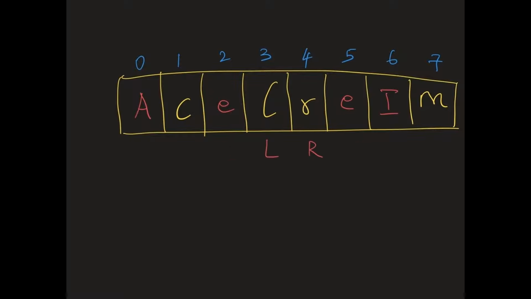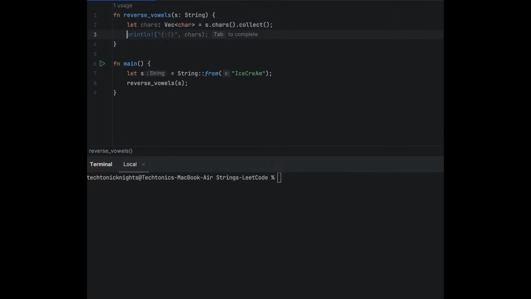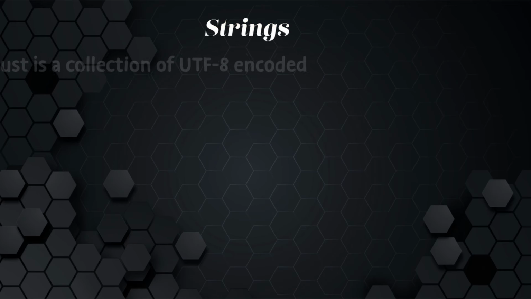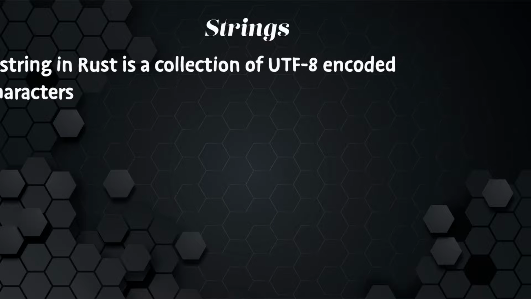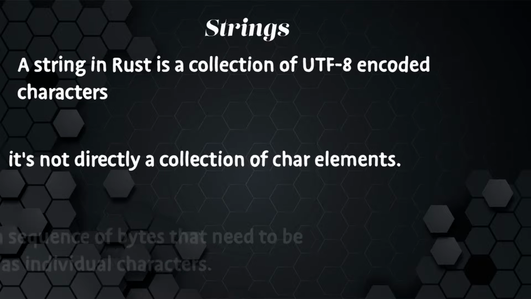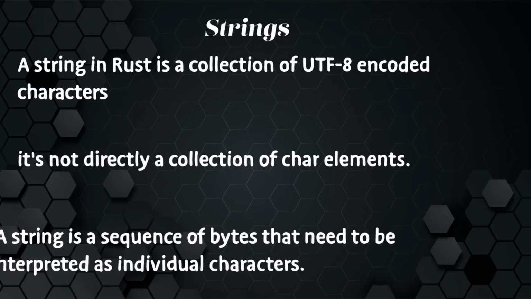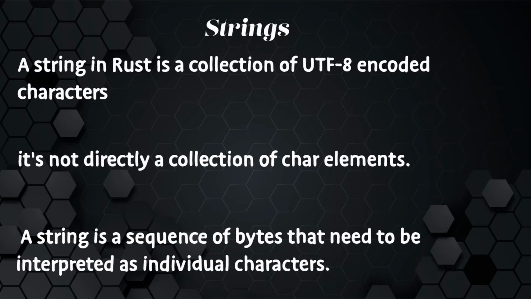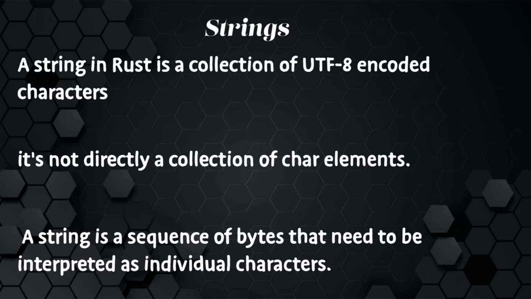Now let's dive into the coding section. First we convert the string into a vector of characters using characters iterator. A string in Rust is a collection of UTF-8 encoded characters, and it's not directly a collection of character elements. Instead, string is a sequence of bytes that need to be interpreted as individual characters.